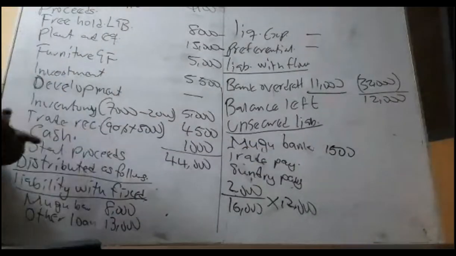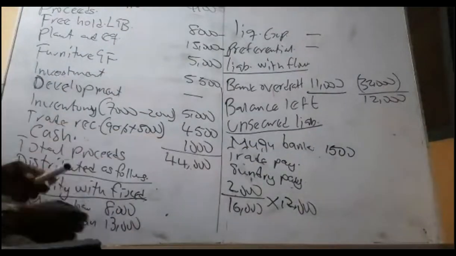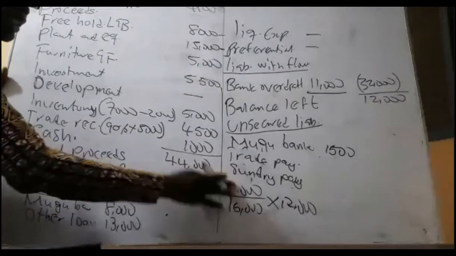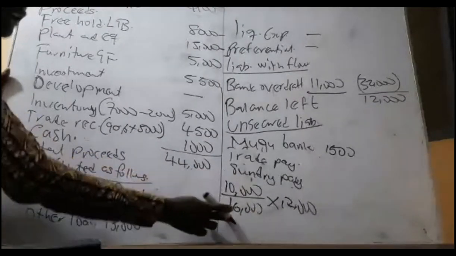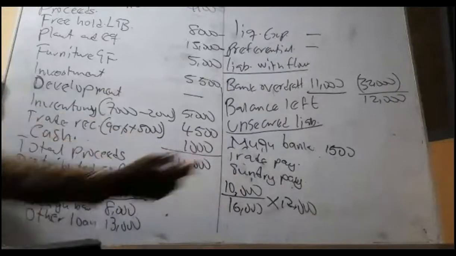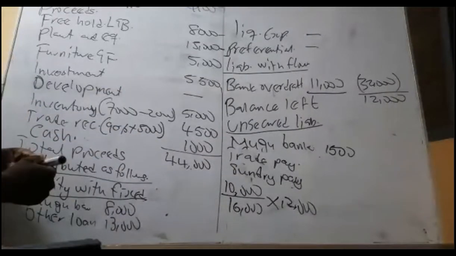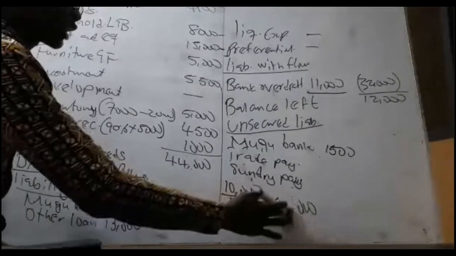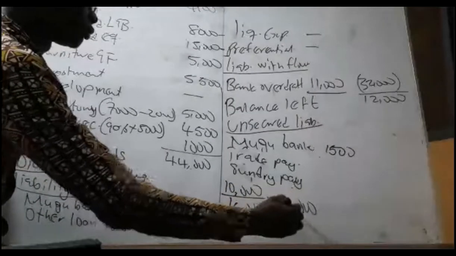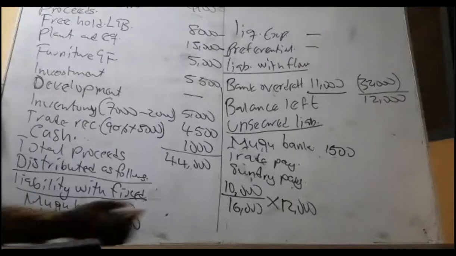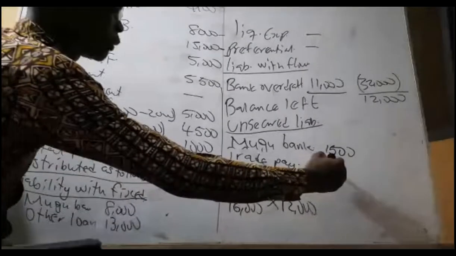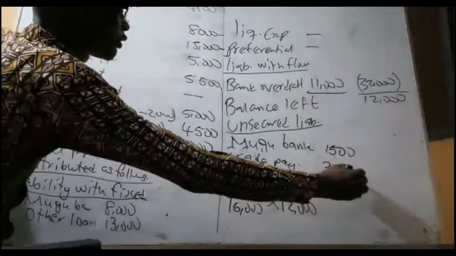Then let's go to that of trade payable. They have 10,000. Change it to 10,000 out of the 16,000 times the 12,000 left for us to share. We are sharing 12,000 to them. So that one too will be 7,500. So trade payable also takes 7,500.